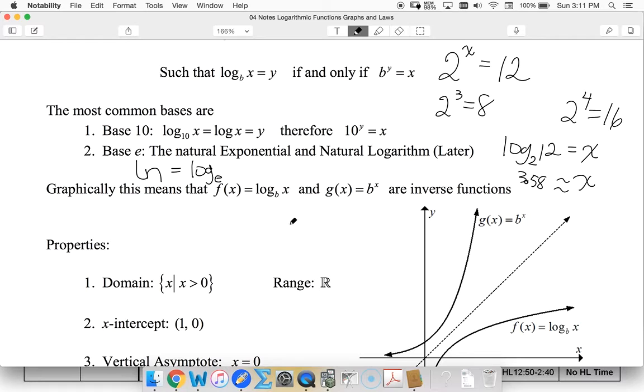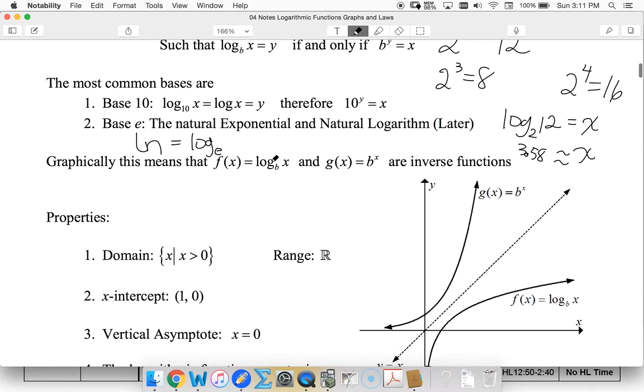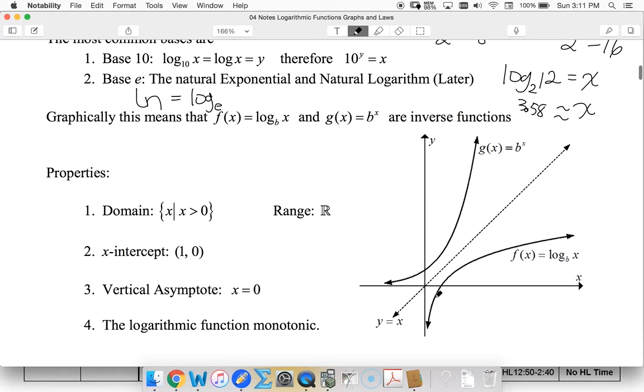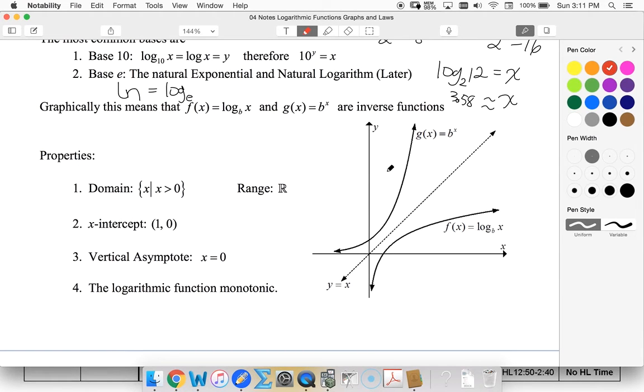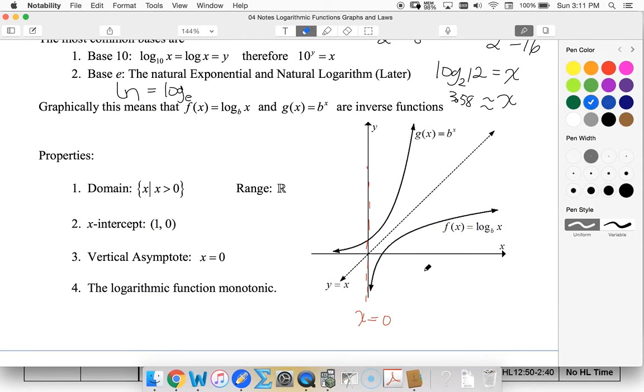Okay. Since log gives us the exponent, the exponential function and the log function are inverses of each other. So if this is the graph of my exponential function, the inverse is the reflection over the line y equals x, and so here's my log function. So looking at this, I have an asymptote at x equals 0. So the domain of the log function is x greater than 0.